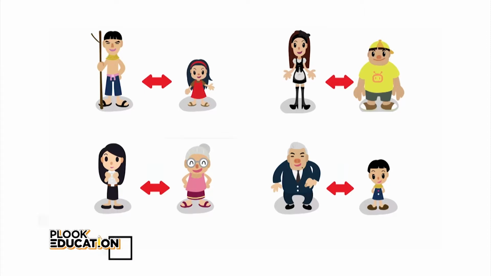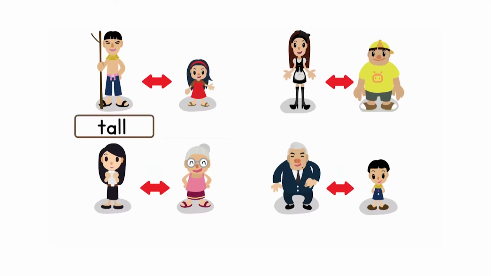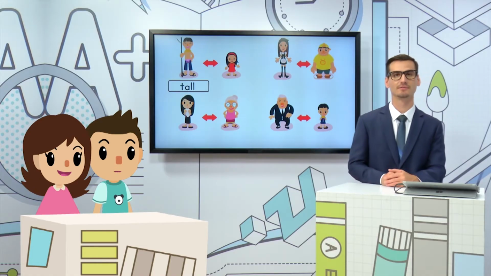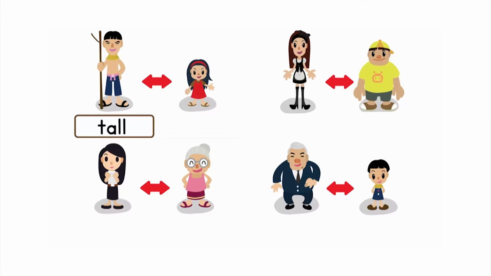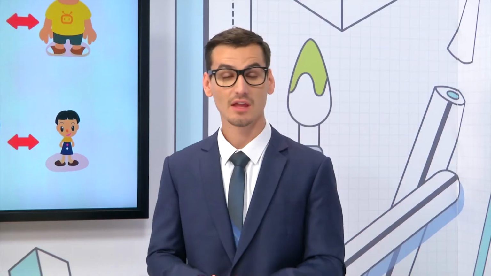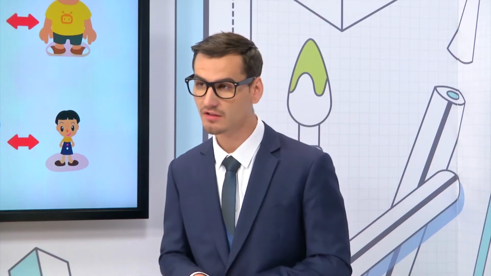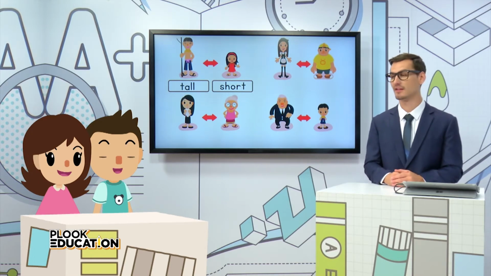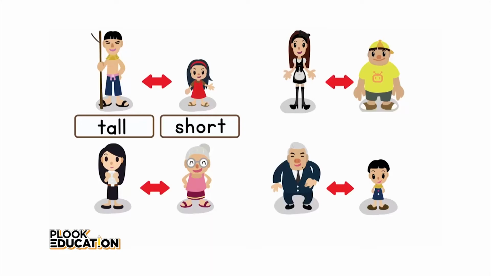Let's take a look at our first one. Tall, tall, tall. Looking at this picture, this man is really tall. Opposite of tall is short. Short, short, short. Do you know anybody who is tall? Yes. Do you know anybody who is short? Yes. Wow, that's great. Next, we have thin.